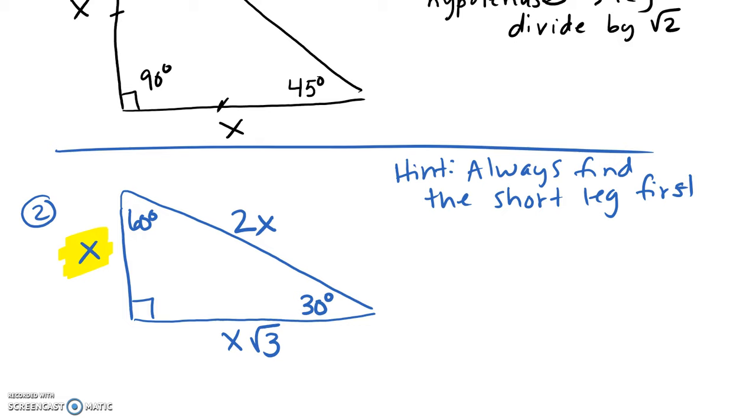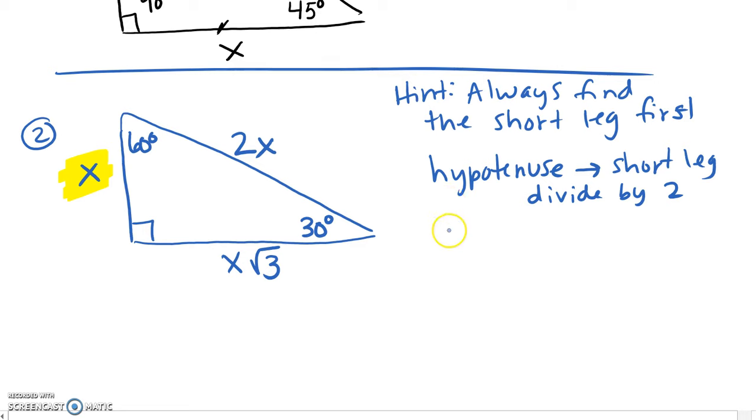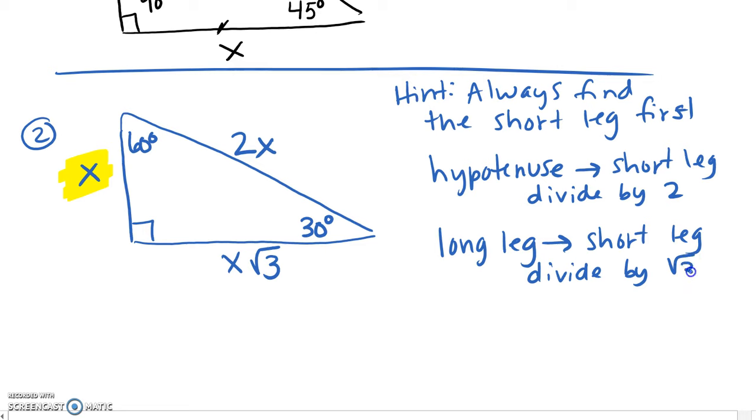So if they already give you the short leg, awesome. If they give you the hypotenuse and you have to find the short leg, you just divide it by 2. Because what this diagram means, the 2x there, means that it's twice as long as the short leg. If they gave you the long leg, and you need to get back to the short leg, you divide by the square root of 3. Once again, your calculator will do those weird divisions for you.